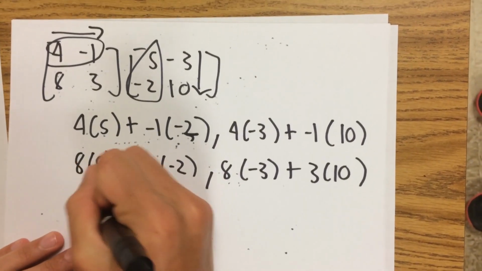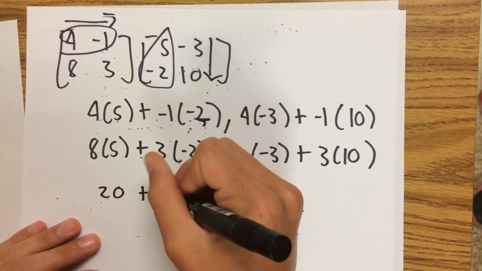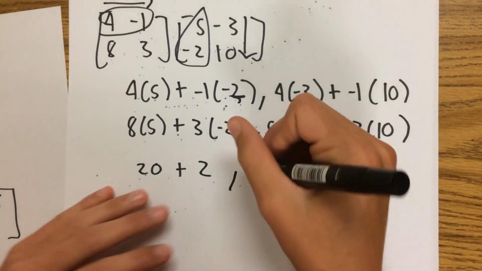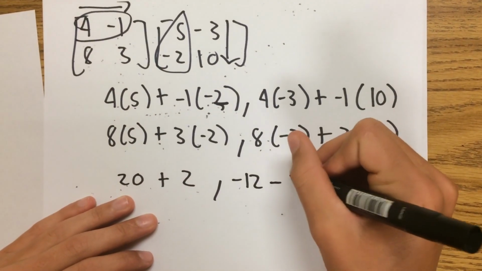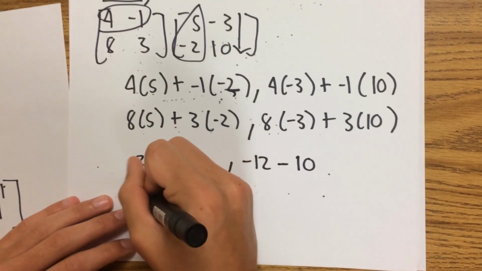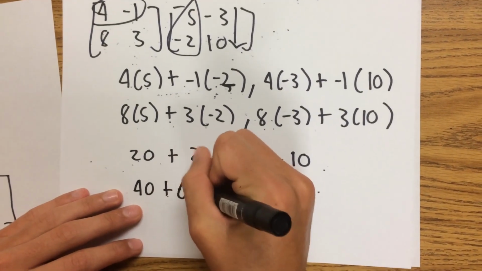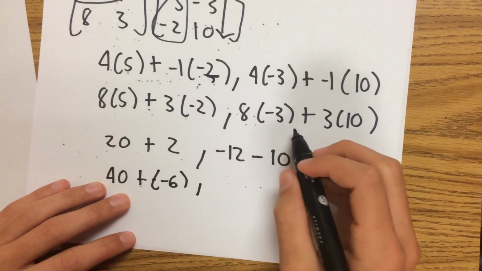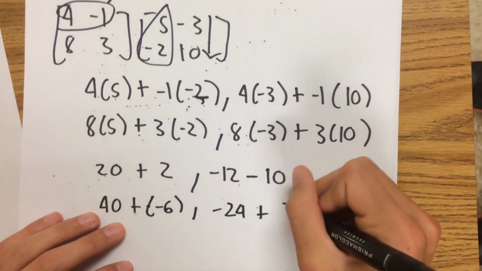So 4 times 5, 20, plus -1 times -2, which is +2. 4 times -3, which is -12, plus -1 times 10, which is -10. Then going down, we have 8 times 5, which is 40, plus 3 times -2, which is -6. And then to the next position, we go 8 times -3, -24, plus 3 times 10, which is 30.